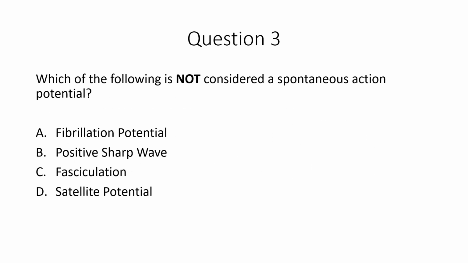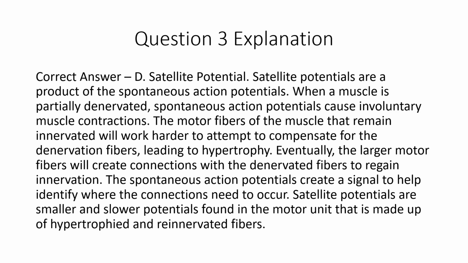The following is not considered a spontaneous action potential: A. Fibrillation potential. B. Positive sharp wave. C. Fasciculation. D. Satellite potential. Just take a second and pause, and we'll get to the answer. The correct answer is D. Satellite potential. Satellite potentials are secondary to spontaneous action potentials and result from compensatory mechanisms and partially denervated muscles. They are like backup signals trying to restore communication rather than direct spontaneous signals from the nerve or muscle damage.